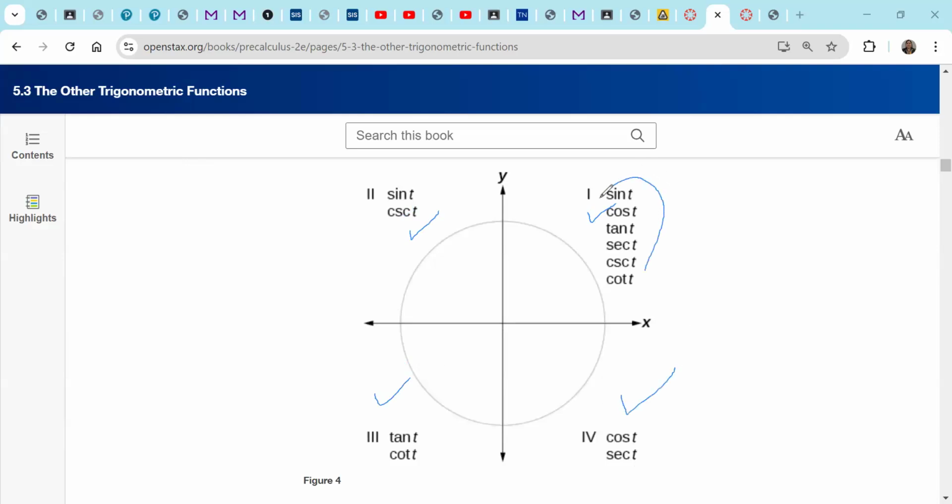All positive in the first one. So you can write an analogy, which I am going to say here. I use this analogy to tell my students that it's an easy way to memorize. Add sugar to coffee.